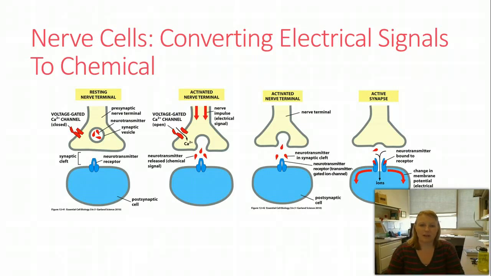That cell is then going to use this to change the membrane potential, which is the electrical signal within the cell. It's going to create a cascade of events depending on what that cell is. It's all about what that target cell is that determines how these neurotransmitters are going to work.